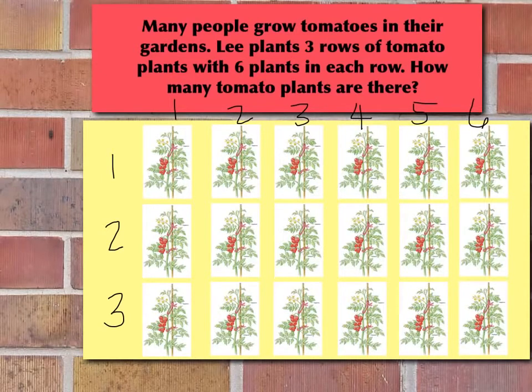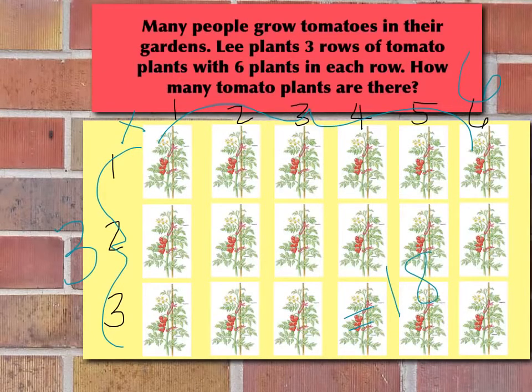So then we have to figure out how many tomato plants are there. And we're going to do that by counting. 1, 2, 3, 4, 5, 6, 7, 8, 9, 10, 11, 12, 13, 14, 15, 16, 17, 18. So now we can tell that 3 rows times 6 columns equals 18 plants.